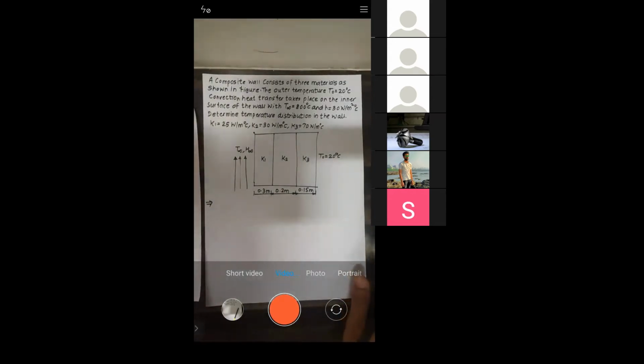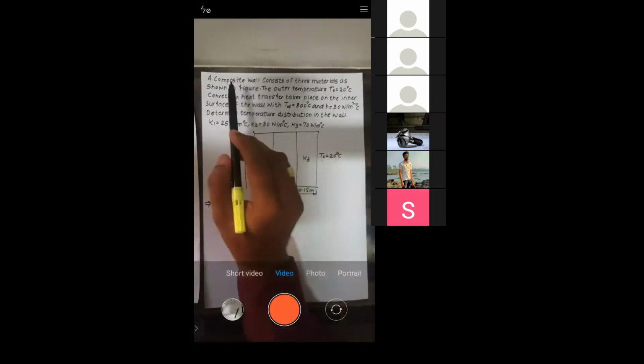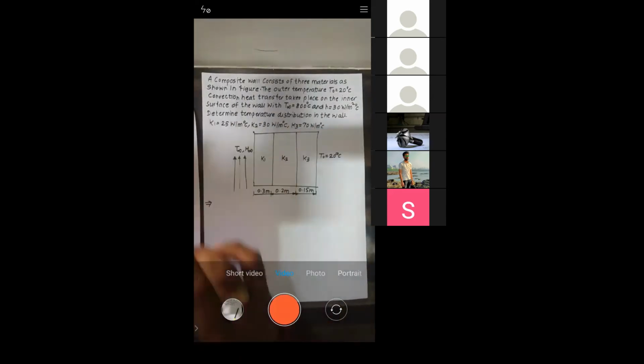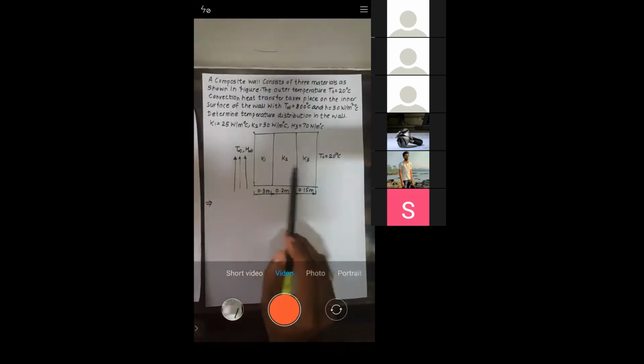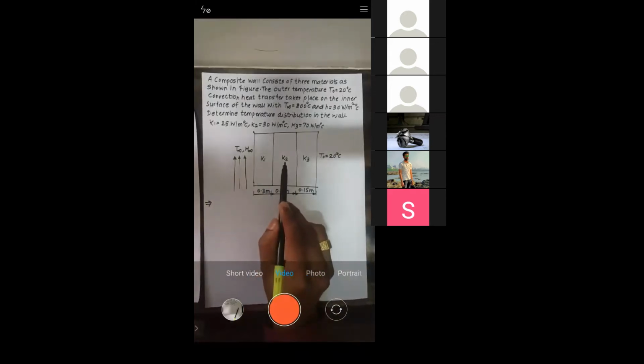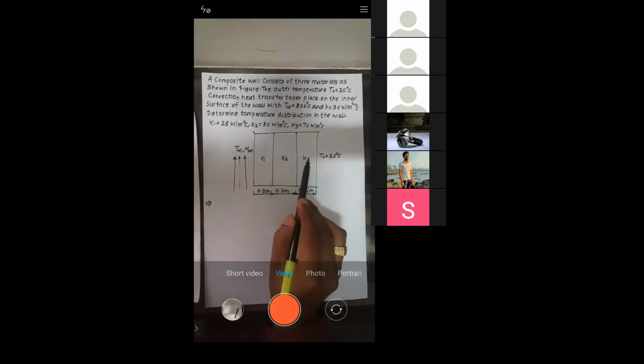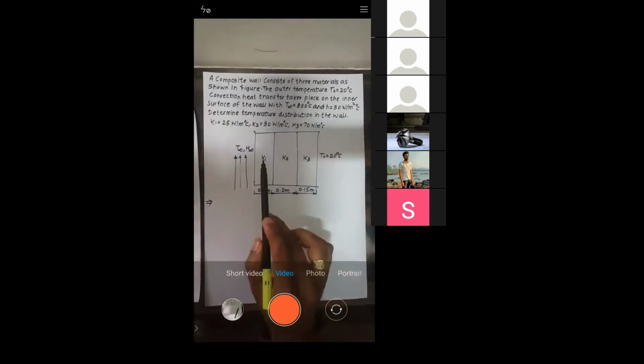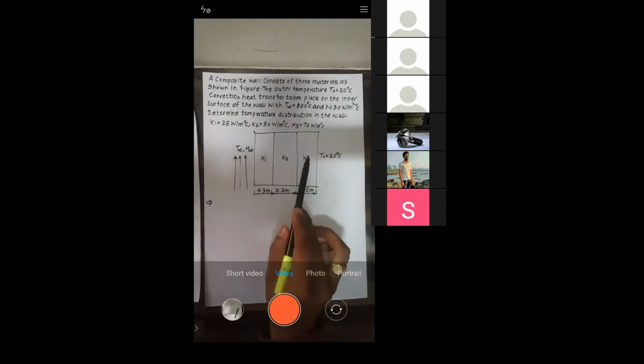Right. See, because all of you see what is given: a composite wall made up of 3 materials. So these are the 3 materials which are given, right? So obviously heat will be transferred from K1 to K2 by conduction, then from K2 to K3 again by conduction. Okay, so this is one element, this is one element, this is one element. These 3 elements are only for conduction.